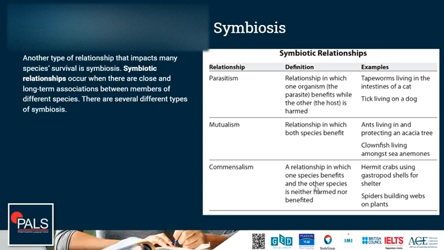Another example are so-called epiphytes, smaller plants that grow on big trees in rainforests. The big trees are not affected by these relationships, but the smaller plants benefit since they are closer to the light.